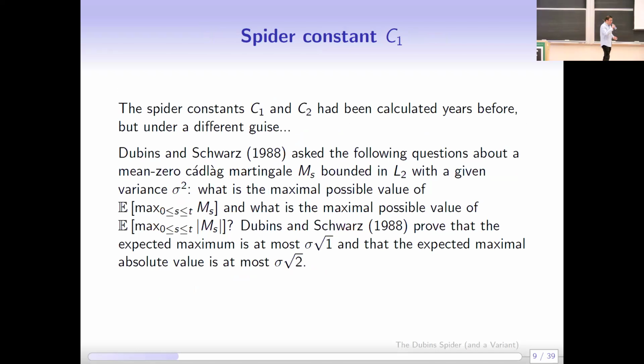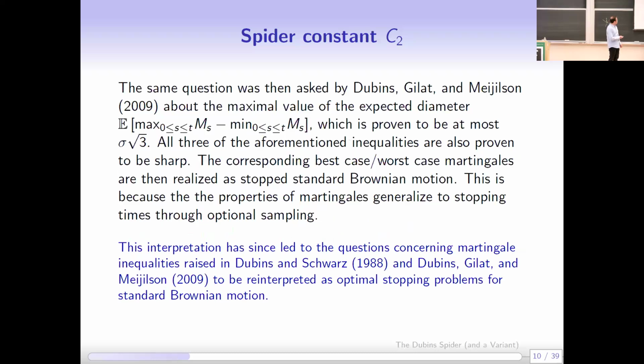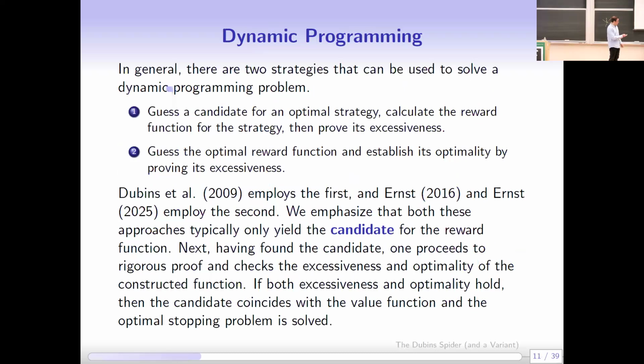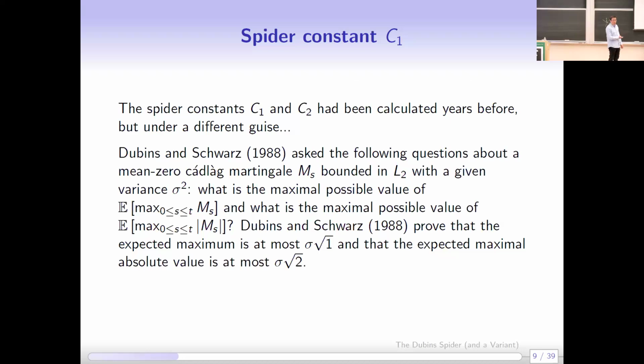When I first looked at this work, of course, I realized that without them saying it, the spider constants C1 and C2 had been calculated years before. So C1 corresponds to having 1 ray, C2 corresponds to having 2 rays. They end up being root 1 and root 2. Why were they calculated before?